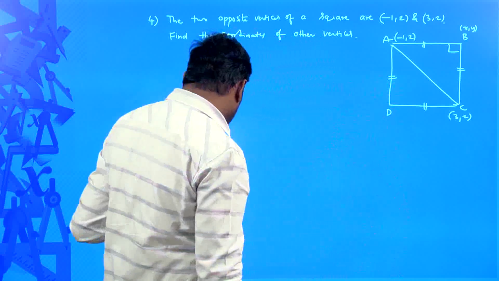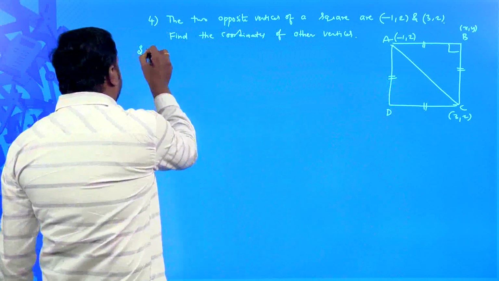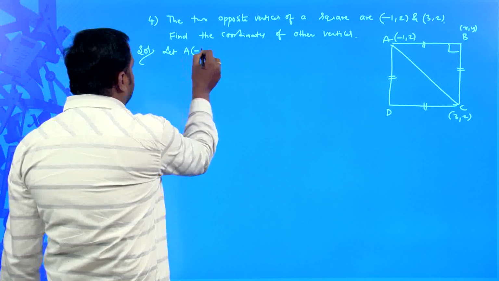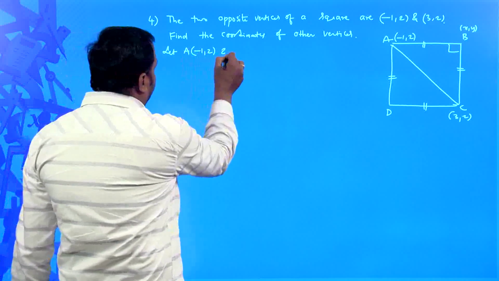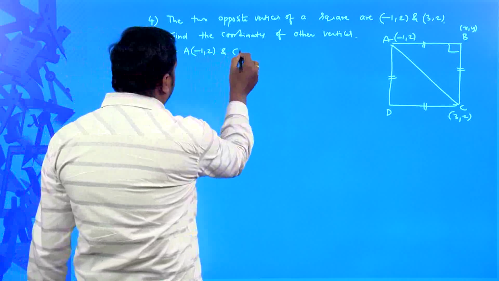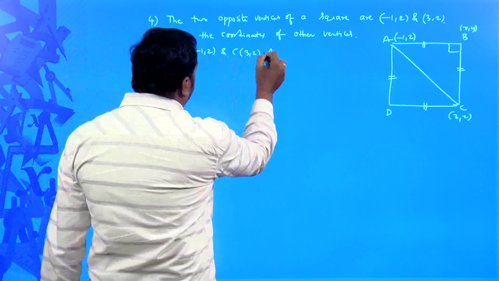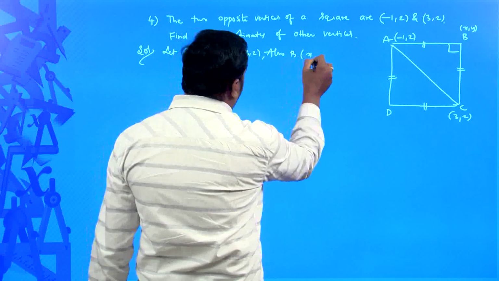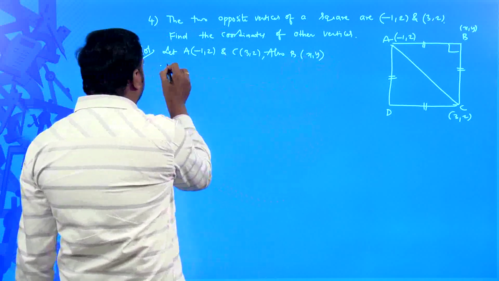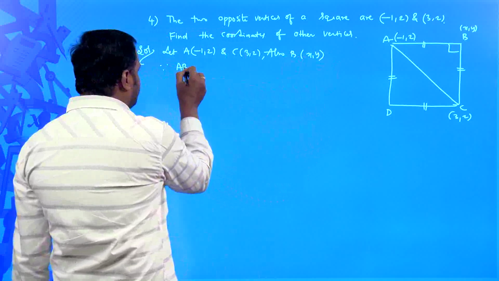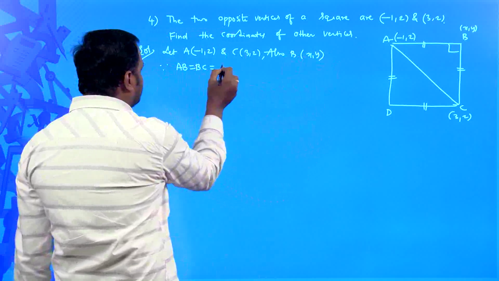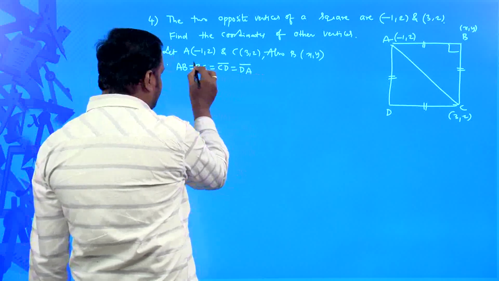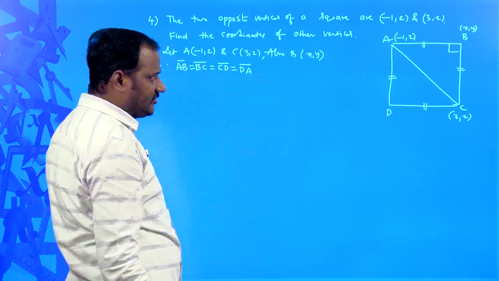So let us start finding. First I am taking the vertex A as (-1, 2), and the other vertex C as (3, 2). Also we are going to take point B as (x, y). Since all four sides are equal, AB = BC = CD = DA, we are finding the lengths. So AB length, BC length, CD length, DA length are equal.